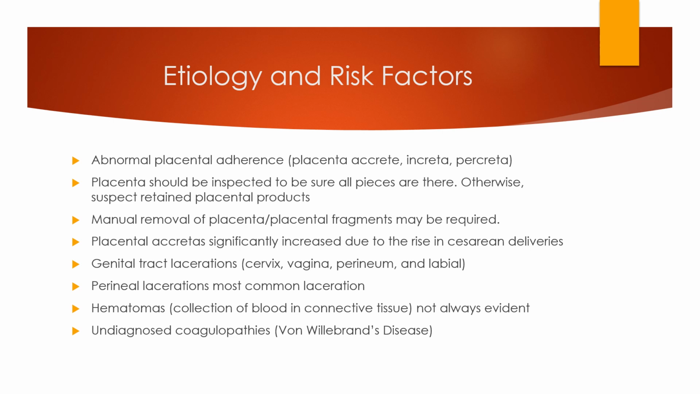Hematomas are a collection of blood in connective tissue, and a lot of these we don't always see. They may have a labial hematoma, which is very easy to spot, but they could have a hematoma up inside the vaginal wall that we can't see. And these patients are prone to hemorrhage. So we have to pay attention to the patient and monitor them hemodynamically because they can deteriorate rapidly if they're hemorrhaging internally. Undiagnosed coagulopathies like von Willebrand's disease. Most women, when they start menstruating, know they have this disorder.